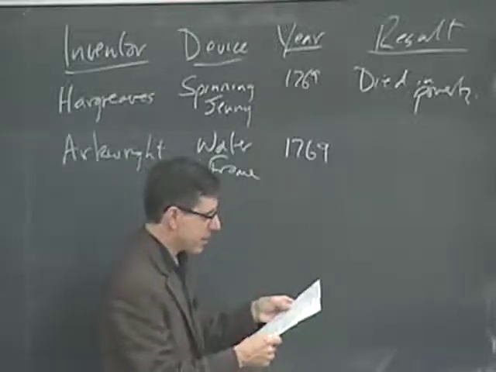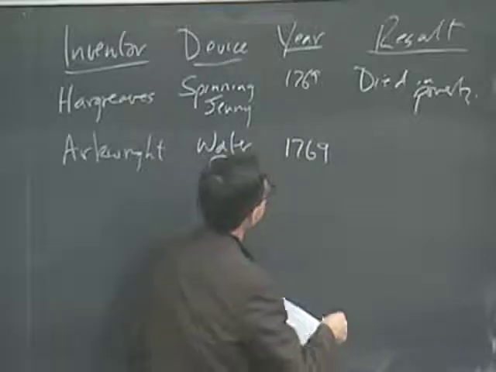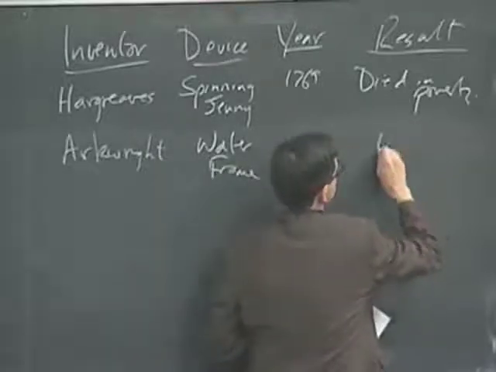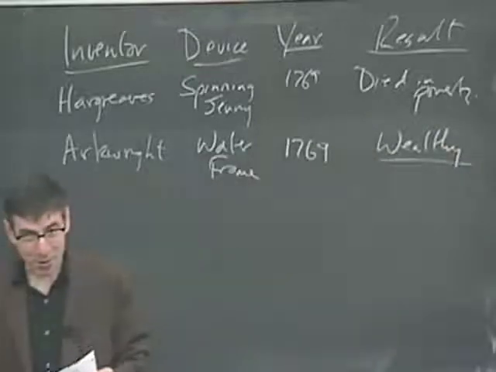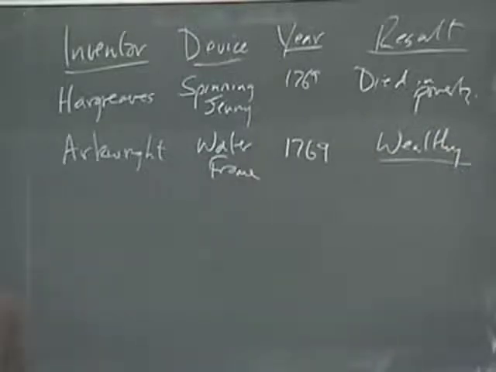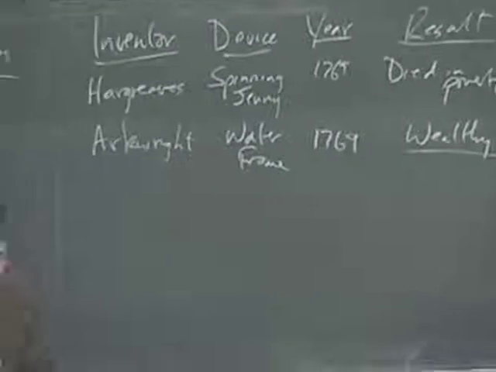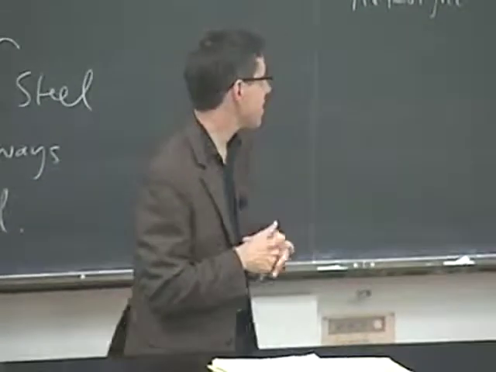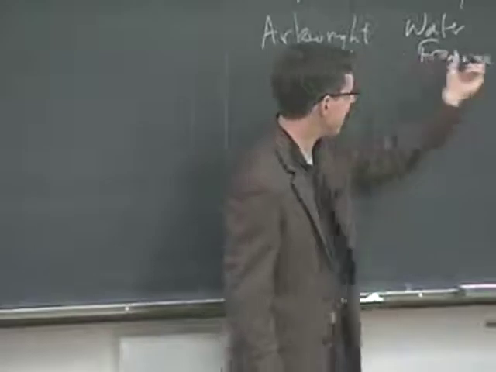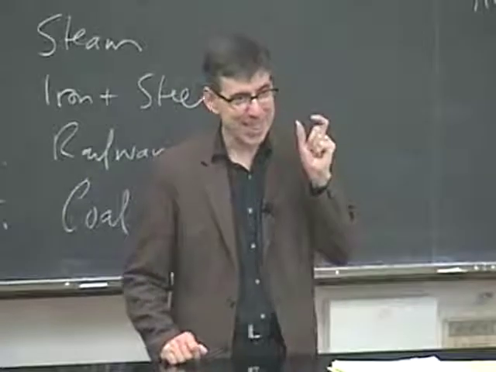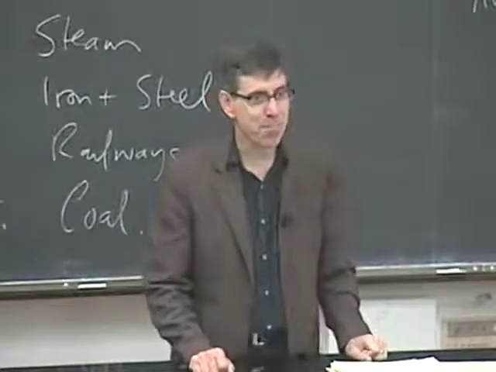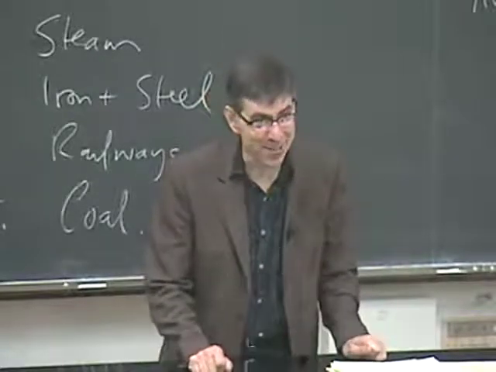Arkwright actually was the first of these innovators to make a lot of money. What happened in his case was that he did successfully patent the machine. He was a much more sophisticated guy. Now, there's a lot of mystery about Arkwright's role in the Industrial Revolution because his background was actually as a barber, wig maker, and dealer in hair.